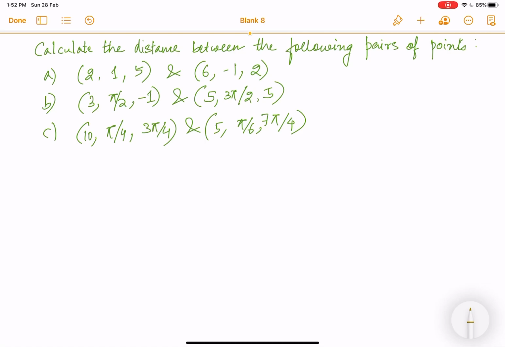Okay, hello everyone. Let's solve this question. Calculate the distance between the following pair of points.